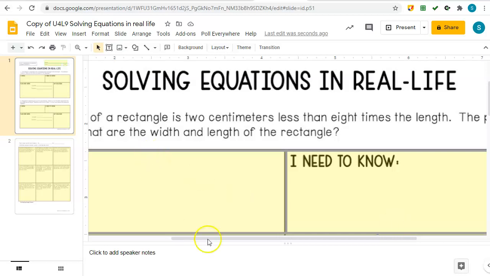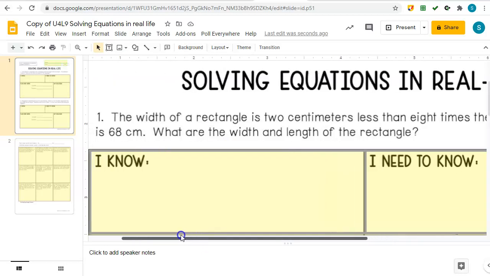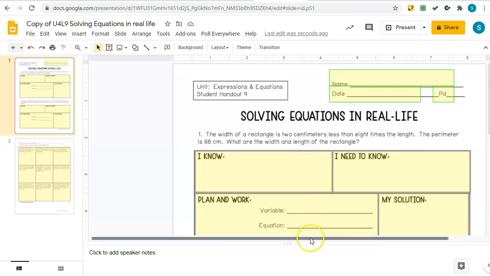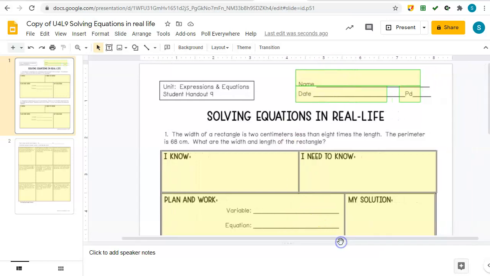Alright, so let's go ahead and actually I'm going to change my view just a little bit so it's a little easier to read these. The width of a rectangle is 2 centimeters less than 8 times the length. The perimeter is 68 centimeters. What are the width and length of the rectangle?